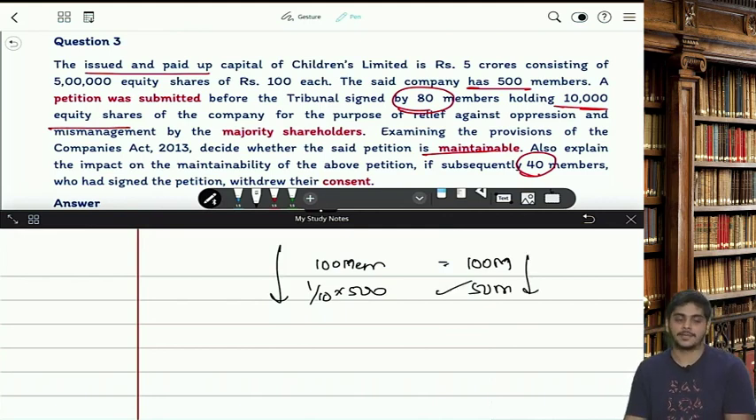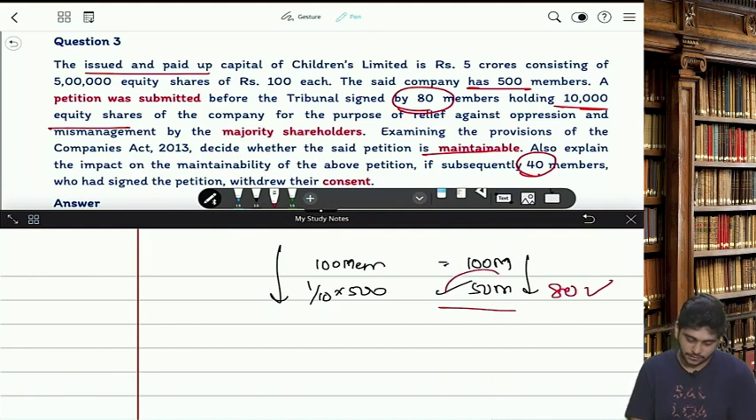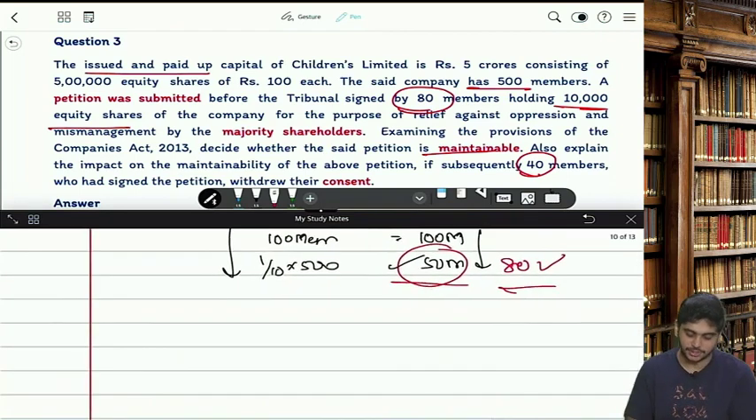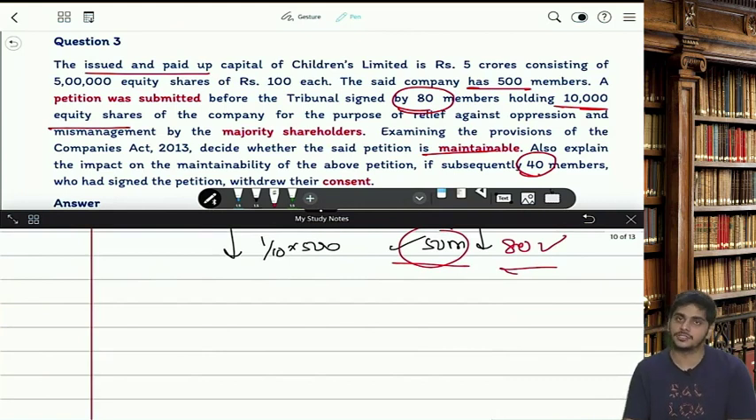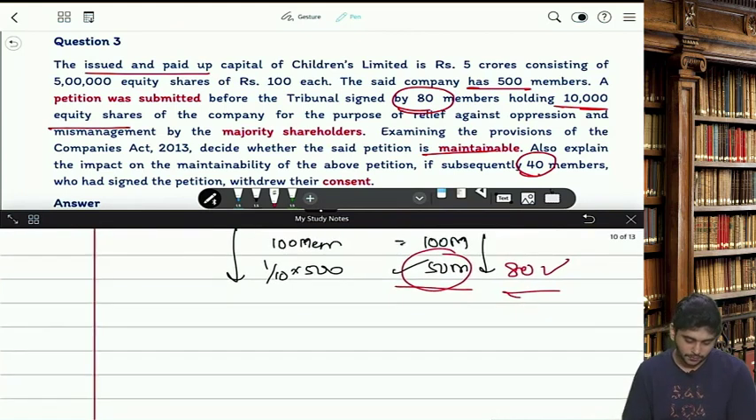50 people should make the application. How many people? 50 people. But in the above question, 80 members have made the application. 50 was allowed, but 80 have done it. The application is valid. Acha, what if 40 members withdrew their consent?